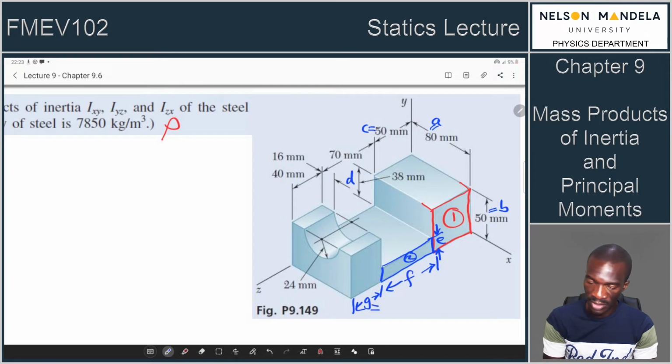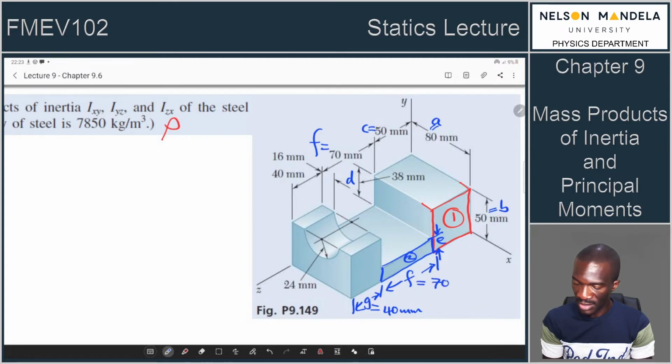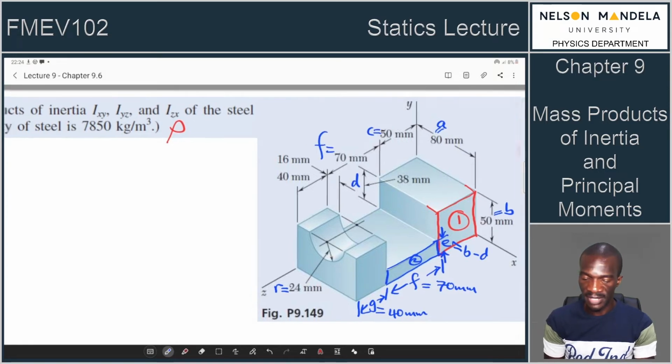We know G, according to that, is equal to 40 millimeters. We know that F is equal to 70 millimeters. Our E, what is our E equal to? We can just have this total B, so we can just have B minus D. So we have the actual E. Then what next? We've got some radius here, R, and I think we're good. So we've just given some names to those variables.